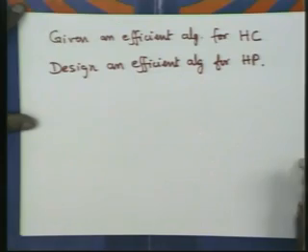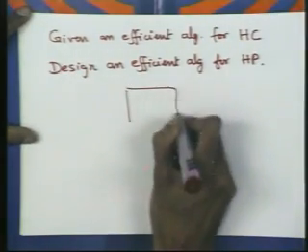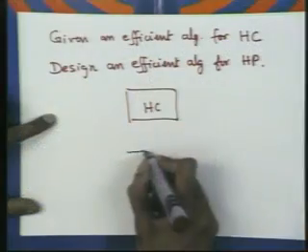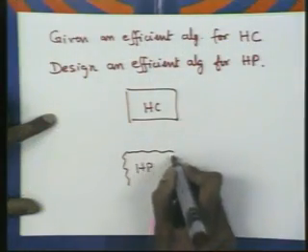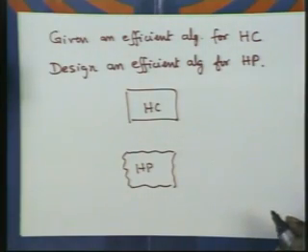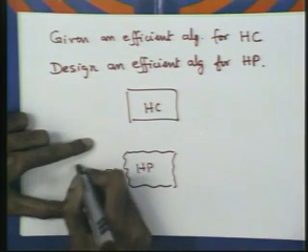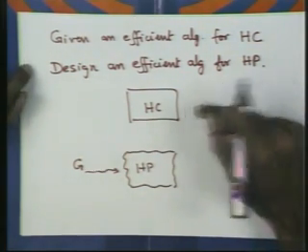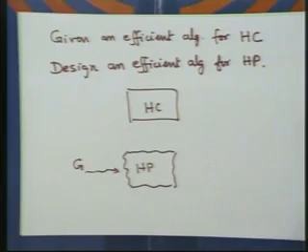So how do we do this? Here is an algorithm HC. If I feed in a graph to this algorithm, it will say whether or not it has a Hamiltonian cycle. Now what I want to design is one for HP. Feed in a graph, and this should say yes if it has a Hamiltonian path. So supposing the input is some graph G, I want to determine if this graph has a Hamiltonian path or not, and I have to use this algorithm somehow.